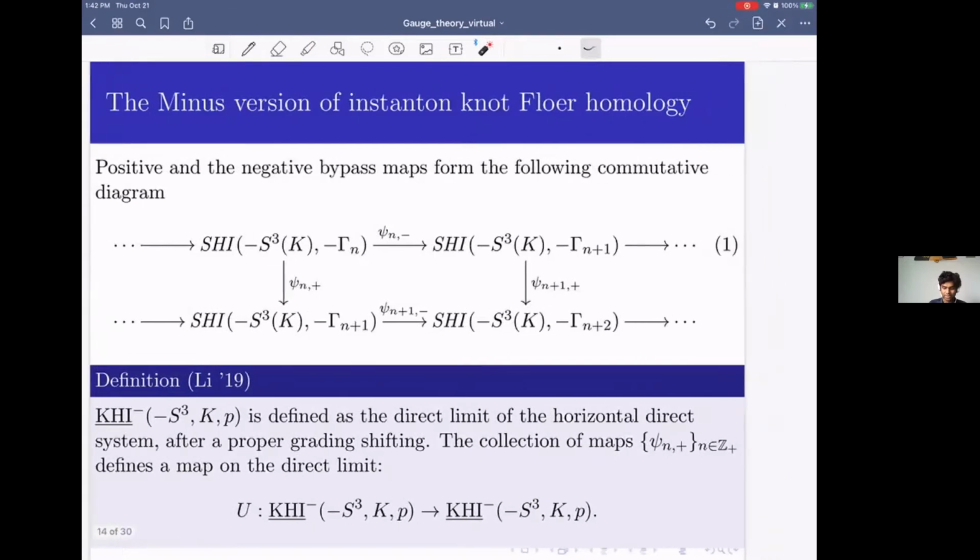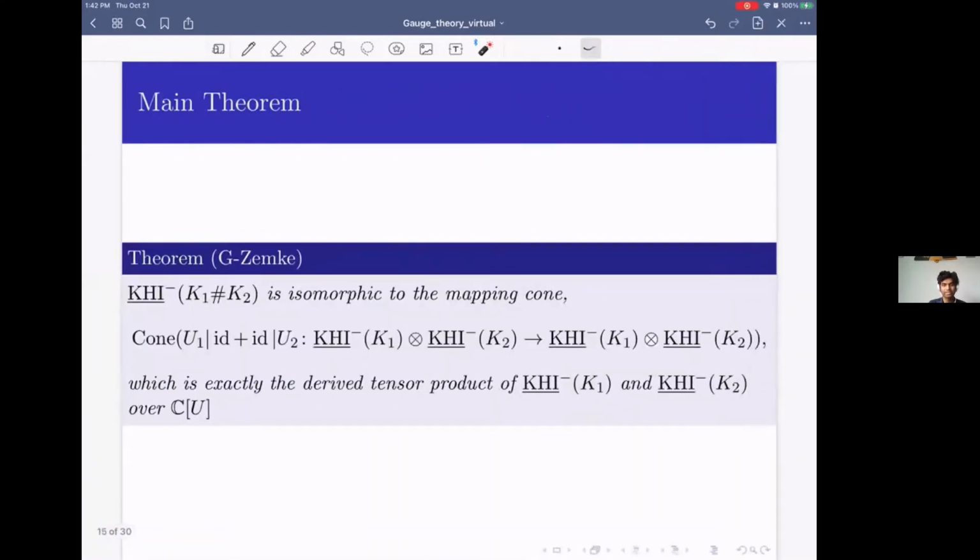Now, with all this in hand, we can state the main result that we proved. The main result is that this minus version of the instanton knot homology is isomorphic to the mapping cone of this map. Both of them are F[U]-modules, so I am introducing two variables: this is an F[U1]-module, and this is an F[U2]-module.